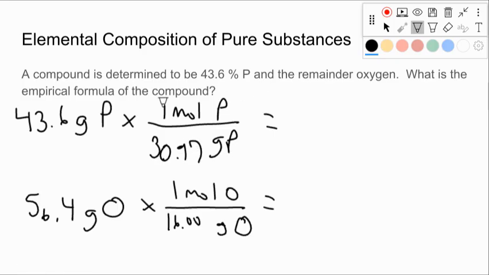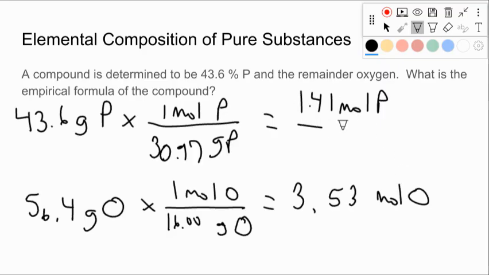Work the problems out, round to sig figs. So I got 43.6 divided by 30.97, and I get that my number of moles is 1.41. Do the same thing: I got 56.4 divided by 16. I need 3 sig figs again, so that gives me 3.53.